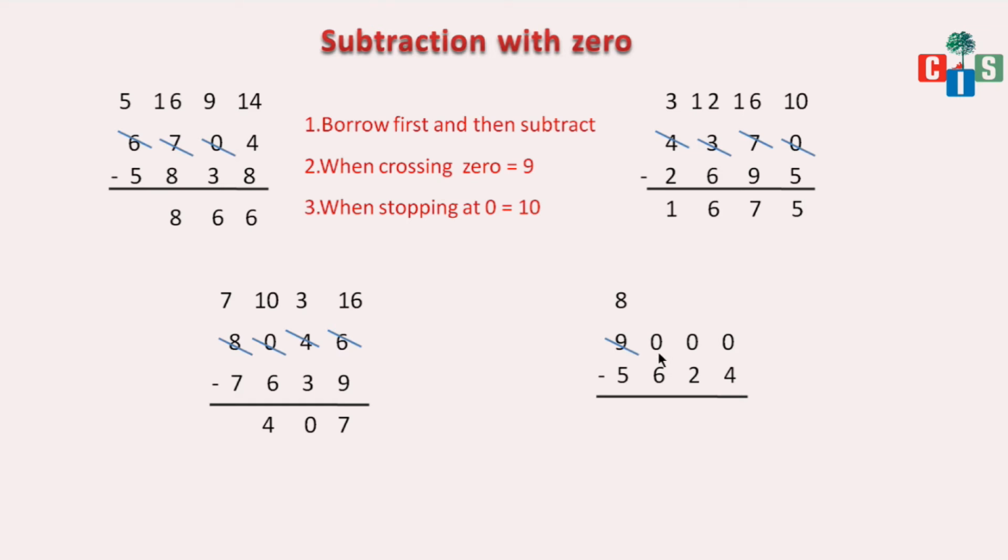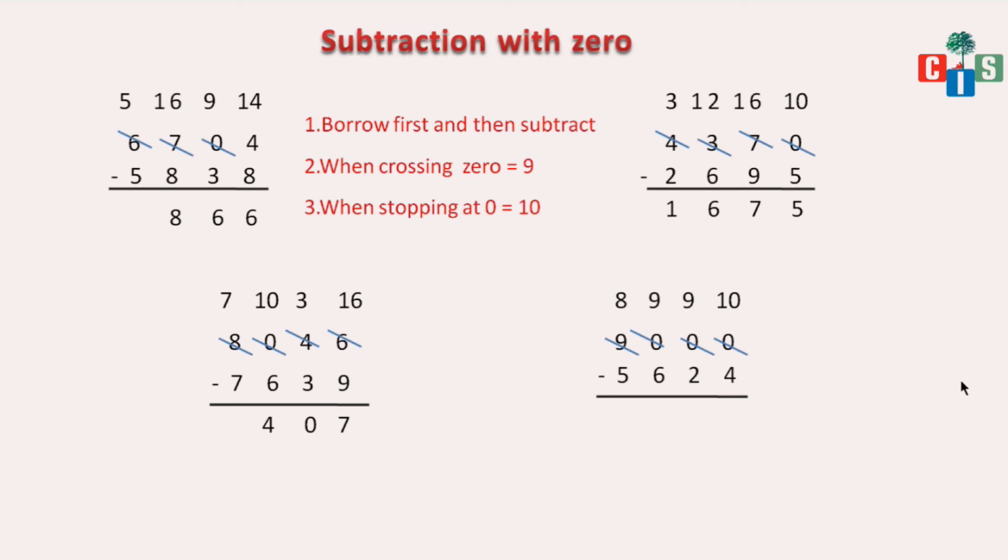Now this 0 is in between, and hence you are going across a 0 for borrowing. So this 0 will change to 9. Again this 0 will change to 9 because you are going across for borrowing. And the ones place 0 will change to 10. At this place, the ones place, you are stopping at 0, so it will change to 10.